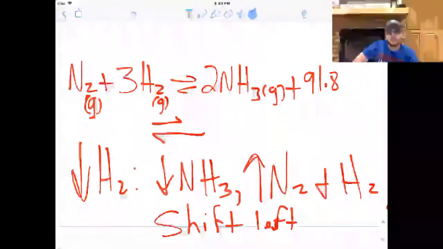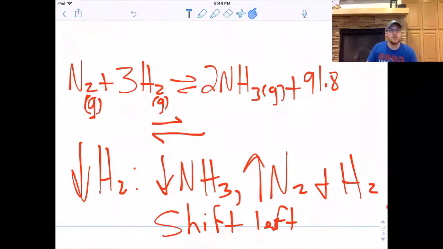And if you remove NH3, there is less breaking down to make the N2 and H2. So the N2 and H2 are going to react more. The N2 and H2 are going to decrease, and the NH3 will increase.